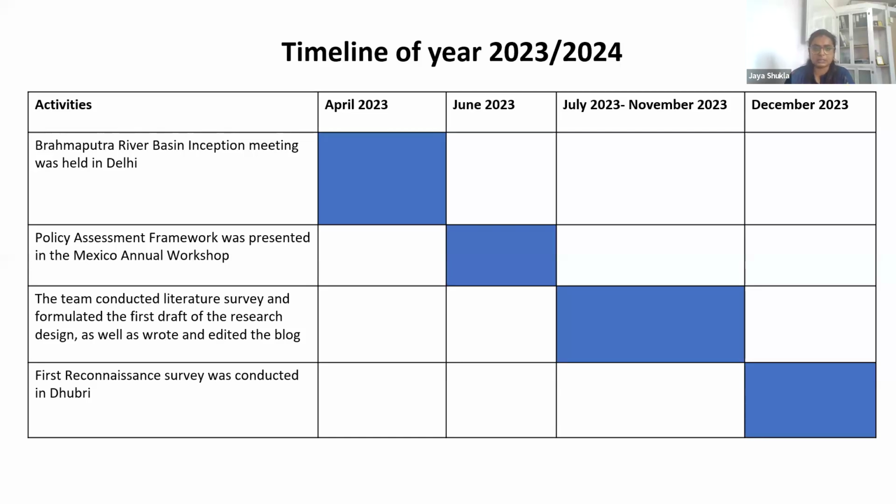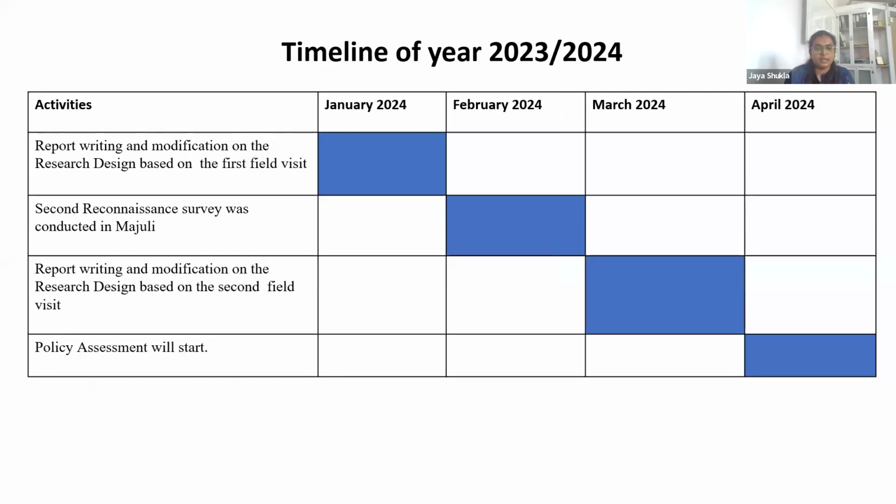Simultaneously, we were writing and editing blogs. And once we were done with this, we went to the field to identify the problem. We went to Dhubri for our first reconnaissance survey. In January, after coming back from the field, we spent the whole month on report writing, giving it a proper shape, and simultaneously working more on the research design. Then in February, we went for our second reconnaissance survey to Majuli, where we did the problem diagnosis. In March, again, we were involved in report writing and developing the research design.